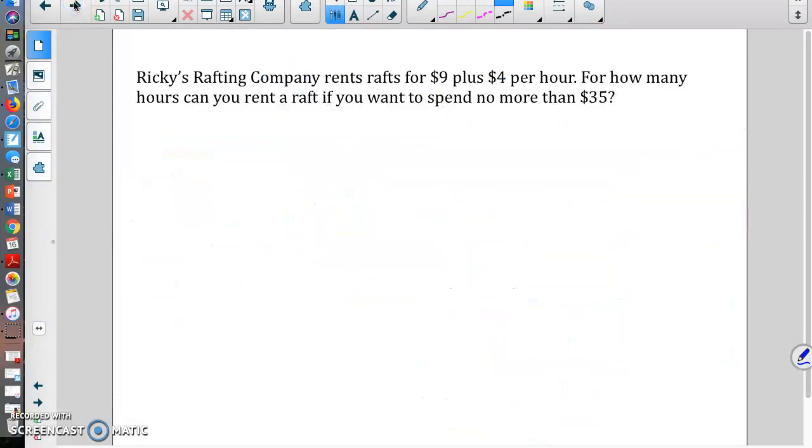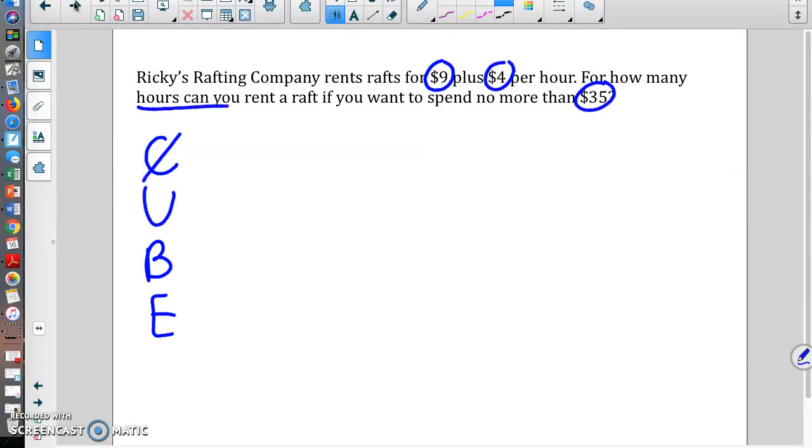Alright, next word problem. Ricky's Rafting Company rents rafts for $9 plus $4 per hour. How many hours can you rent a raft if you want to spend no more than $35? We use our cube method, where we circle our numbers. So 9, 4, and 35. Underline your question. How many hours can we rent the raft? Okay. Math words, we have plus, we have per hour, and we have no more than.